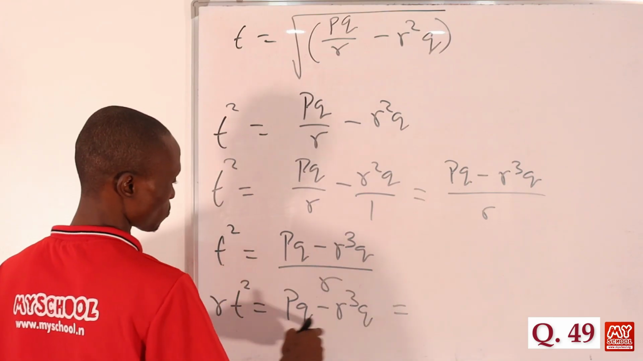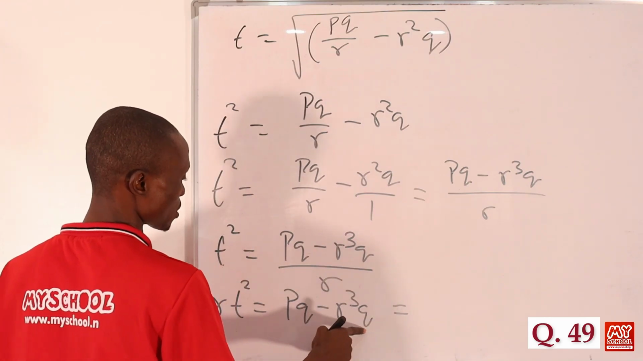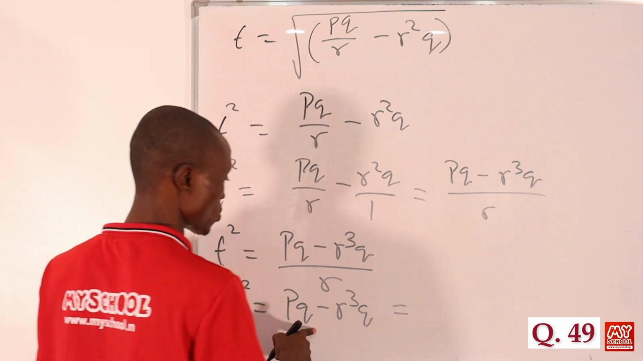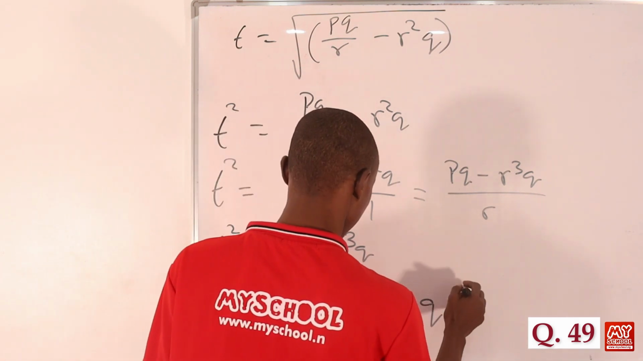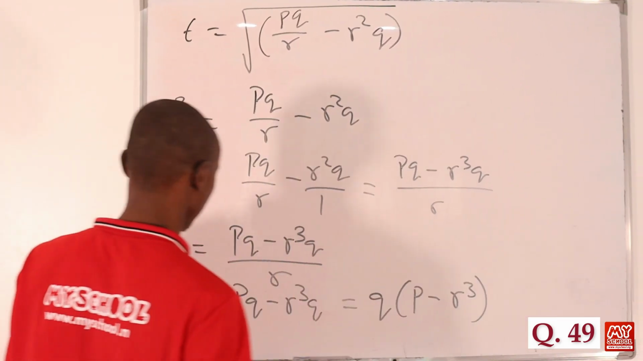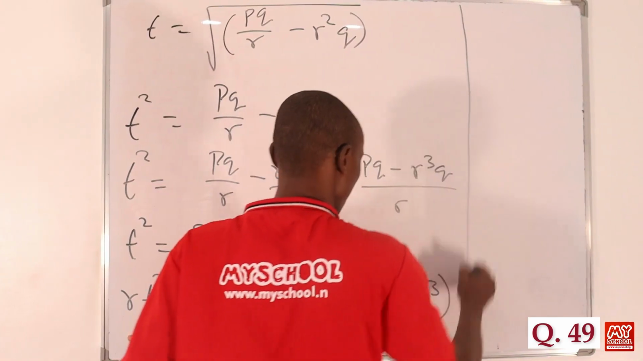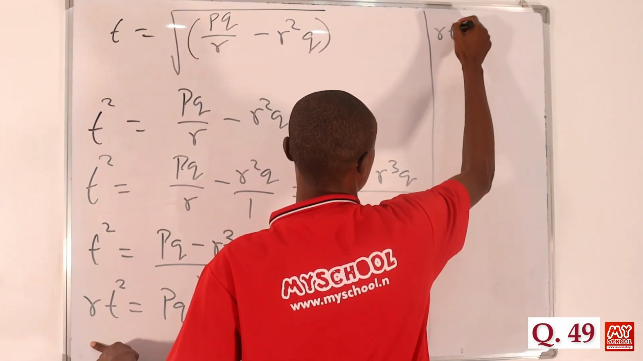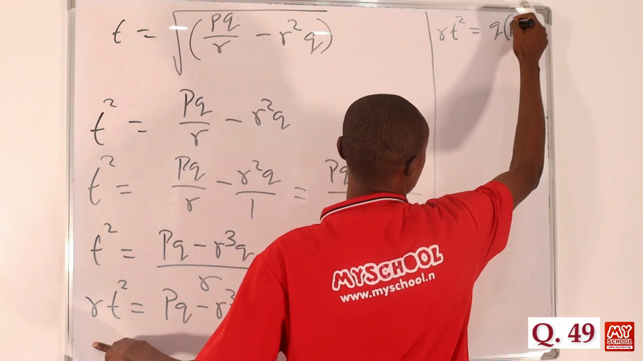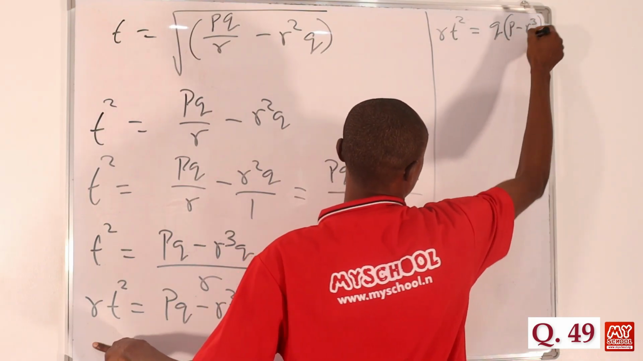If you look at these two terms carefully, you discover that Q is common. So we can factor out Q. So that Q comes out, and we'll be having P minus r raised to the power 3 in brackets, right? So that we'll be having r T squared is equal to Q bracket open P minus r raised to power 3, right?